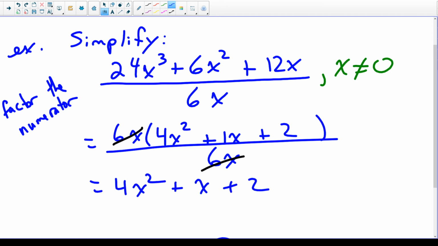Now I want you to understand that that is a parabola. It didn't start off as a parabola. But if I graph that top equation, the original expression, it would give me a parabolic shape. But what would happen at x equals 0? Sub in x equals 0 here. That gives 2, right? But x can't be equal to 0. So what happens at 2? At 2, there's an open circle.